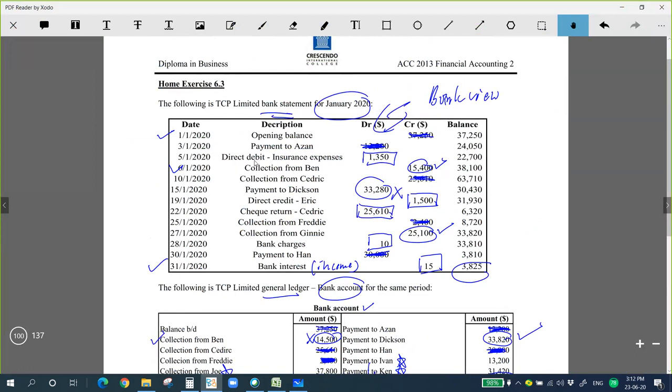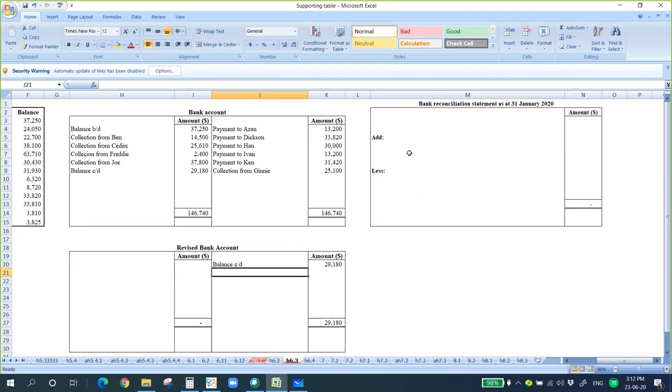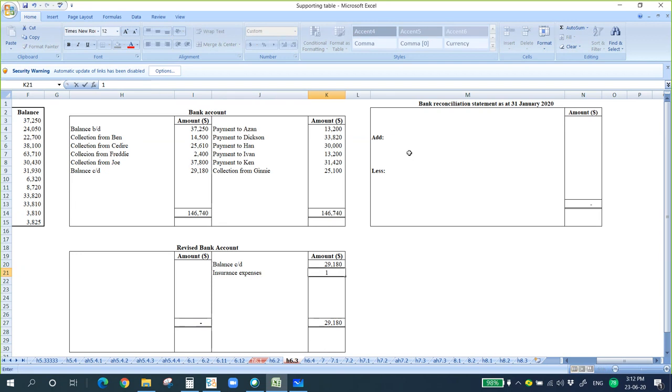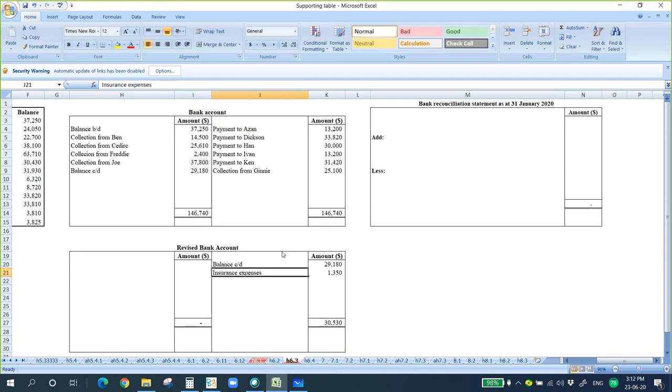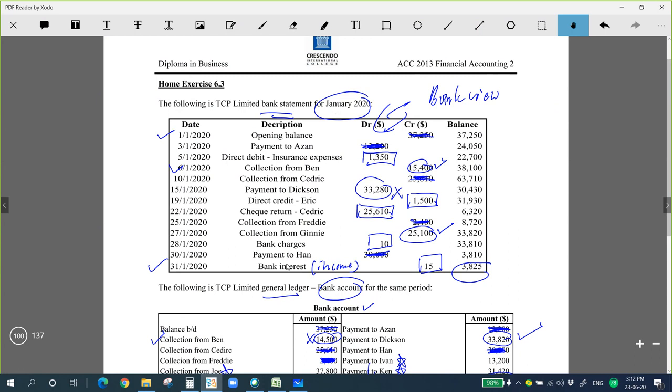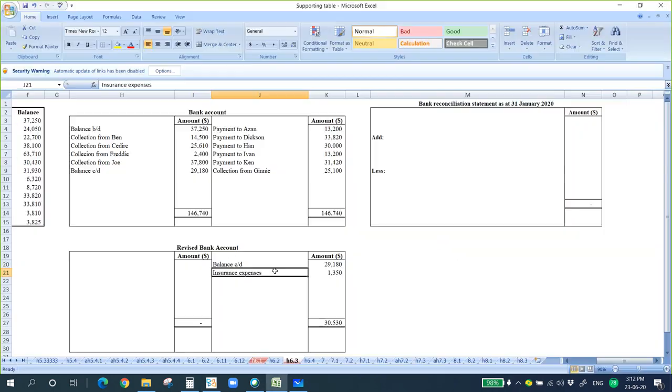The first one is a direct debit, insurance expenses 1,350. So this amount in the revised bank account, we will write insurance expenses 1,350. Because this entry shows in the bank statement but not in the ledger. That's why now we have to record this entry, the missing entry, or we can say omission entry. So this is the first entry.